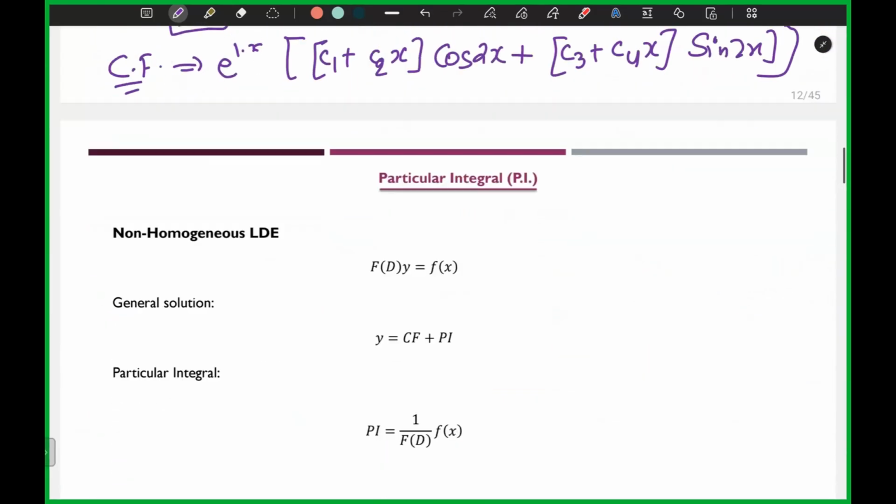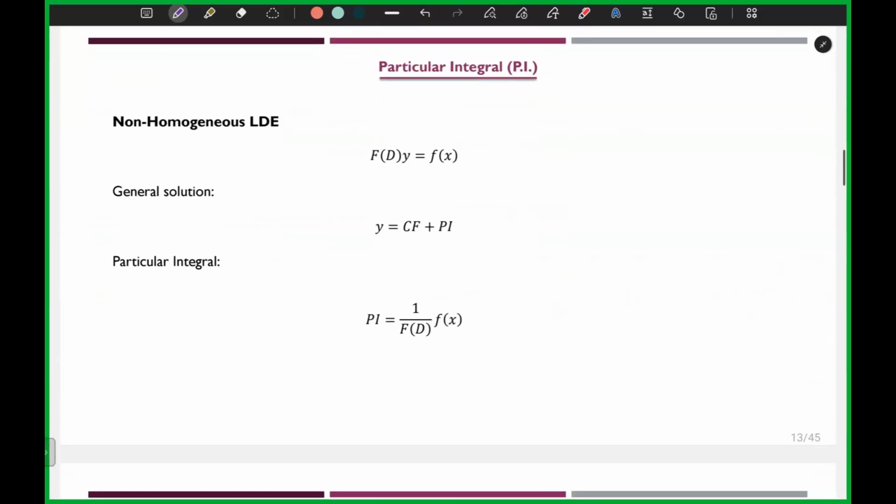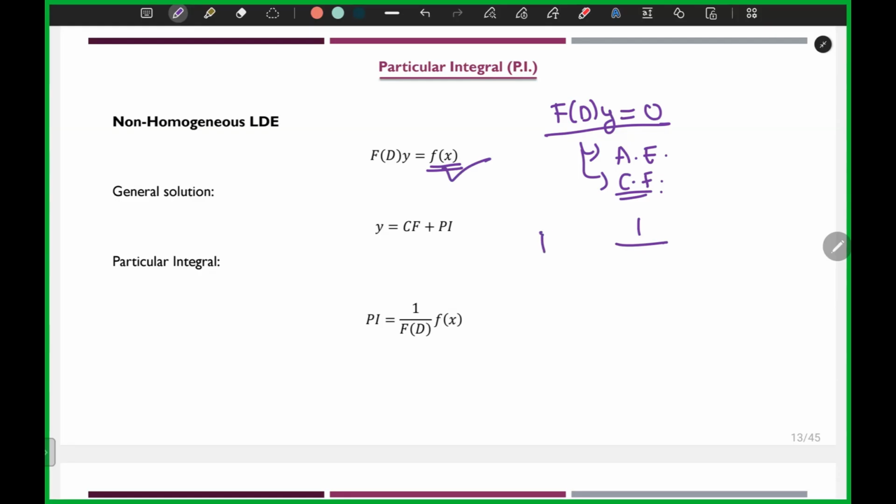So now, coming to this particular integral part. When we have a non-homogeneous linear differential equation, we already know how to solve the homogeneous part, that is f(D)y equals 0. We look for the auxiliary equation, then we find the complementary function. But if the right hand side term is non-zero, then we have to find the particular integral. This is f(D)y equals f(x).